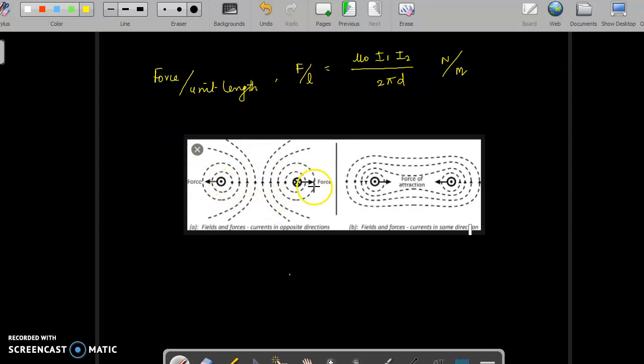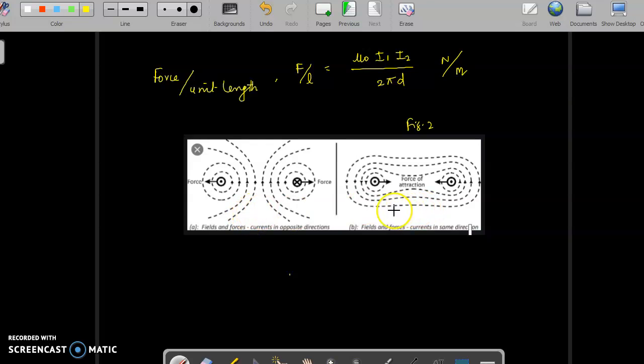But when the conductors carry current in the same direction, as in figure number 2, the lines of force between the conductors are weak and the lines of force around the conductors are strong. So the conductors are pushed toward each other, which means there is a force of attraction. That is why conductors carrying current in the same direction experience a force of attraction, and conductors carrying current in opposite directions experience a repulsive force.